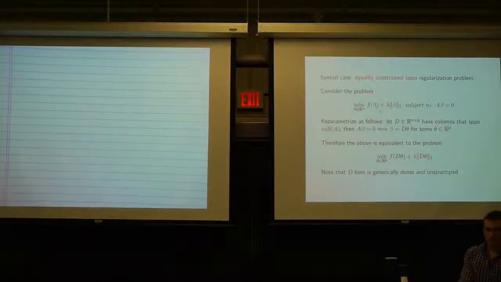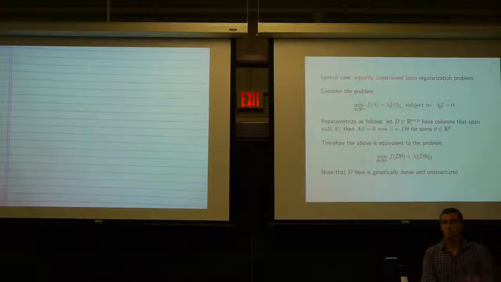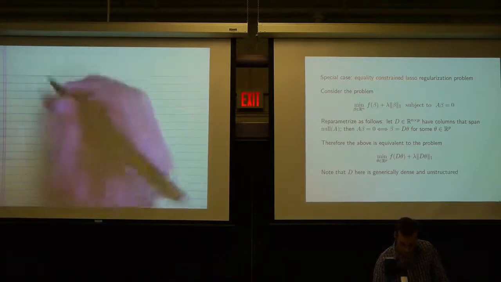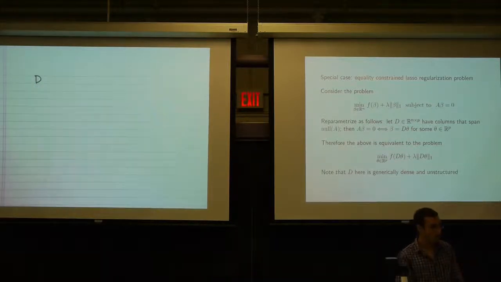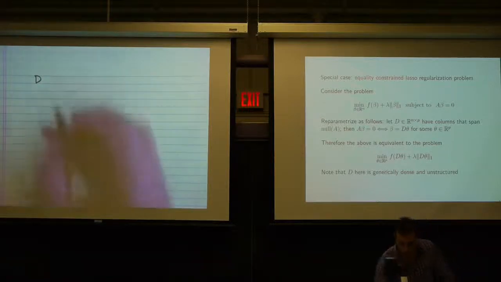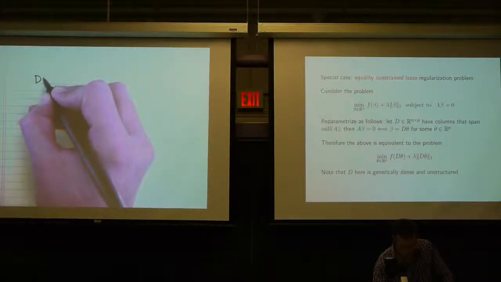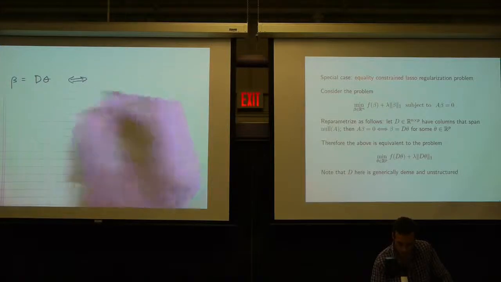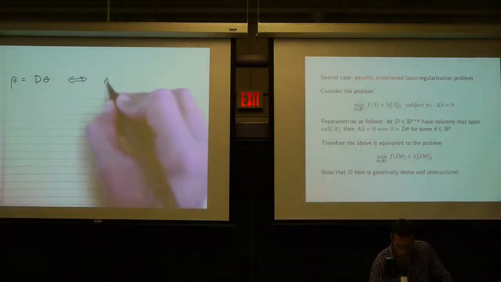So this was our problem. Minimize f of beta plus lambda times the L1 norm of beta, subject to A times beta is 0, where A is some matrix. So we can actually turn this into the problem form we've just been talking about by reparameterizing. All we do is we come up with this matrix D whose columns span the null space of A, so that we have the following statement. Beta is equal to D times a vector theta if and only if A beta equals 0.